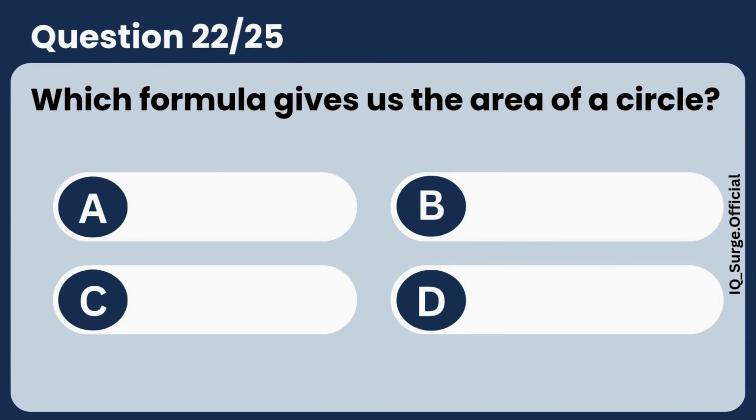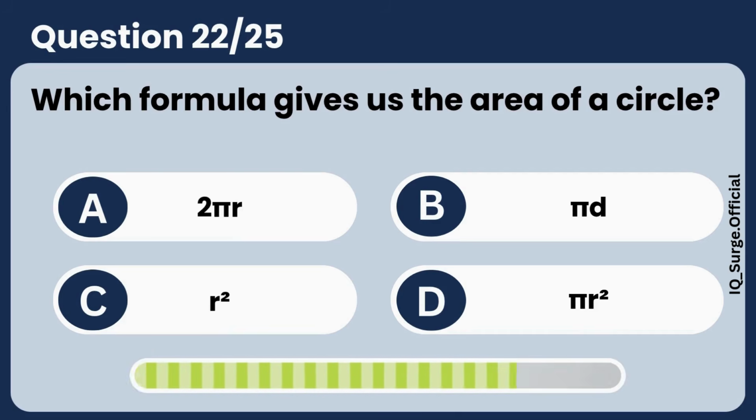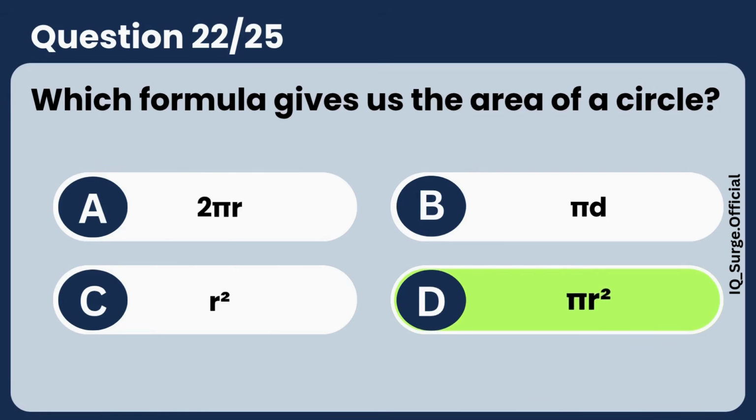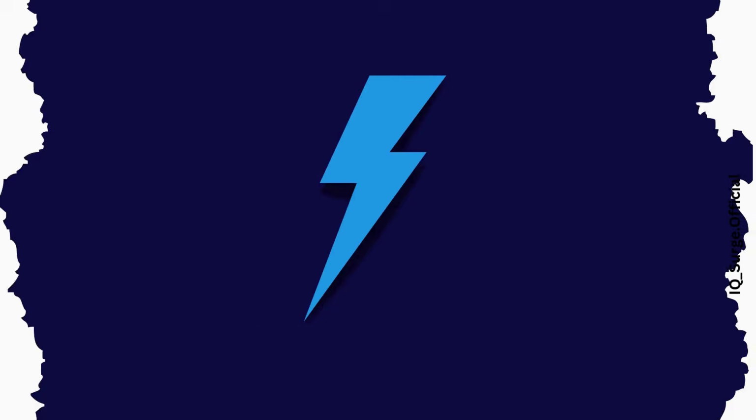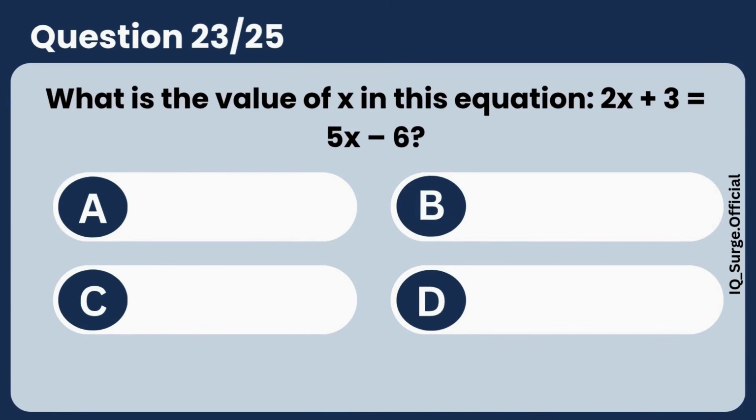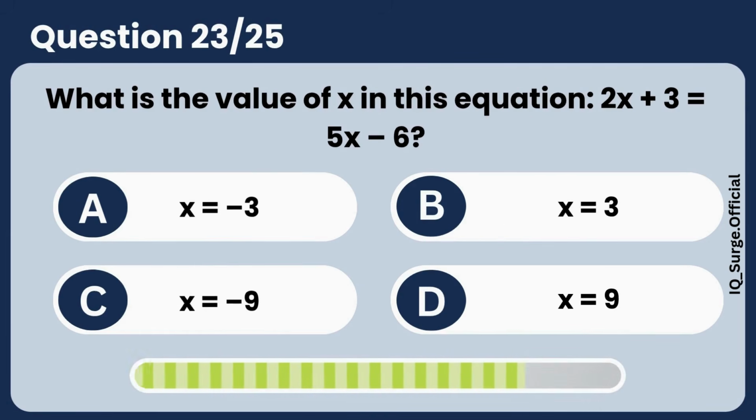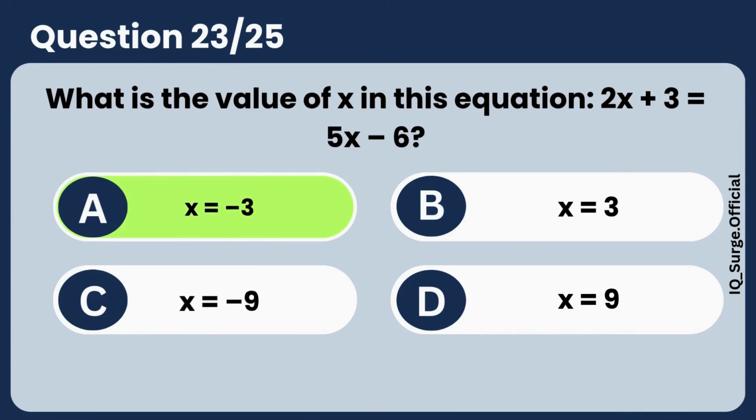Which formula gives us the area of a circle? Correct. Pi r squared. Classic. What is the value of x in this equation? A is the correct answer.